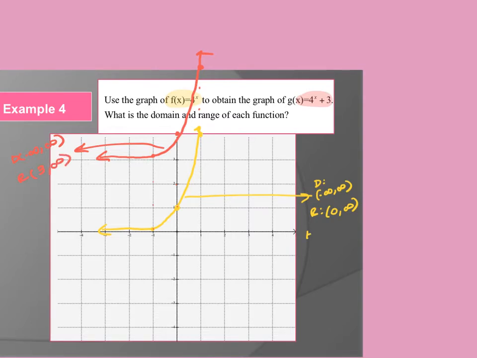If it had asked for it, horizontal asymptote here is y equals 0. Horizontal asymptote here is y equals 3. So it shifted up 3.